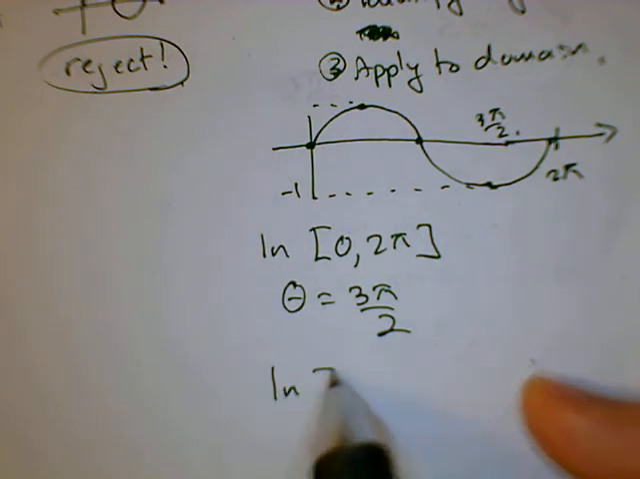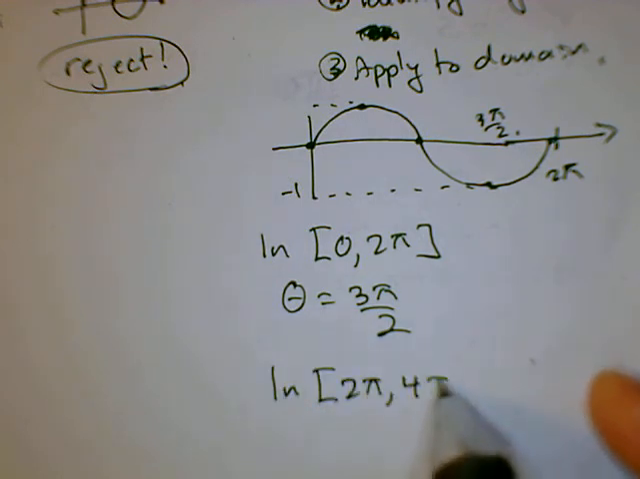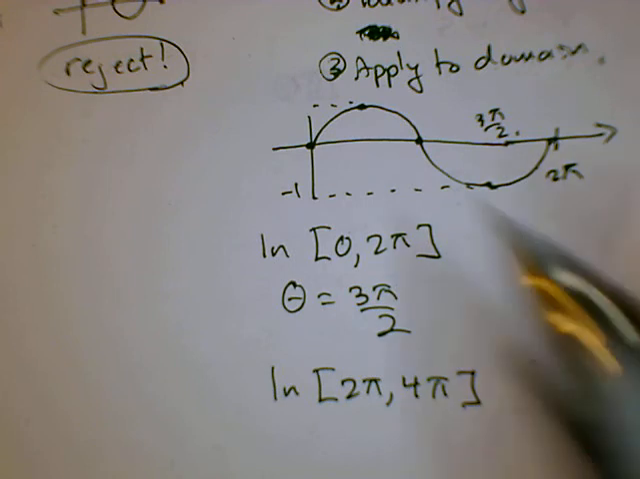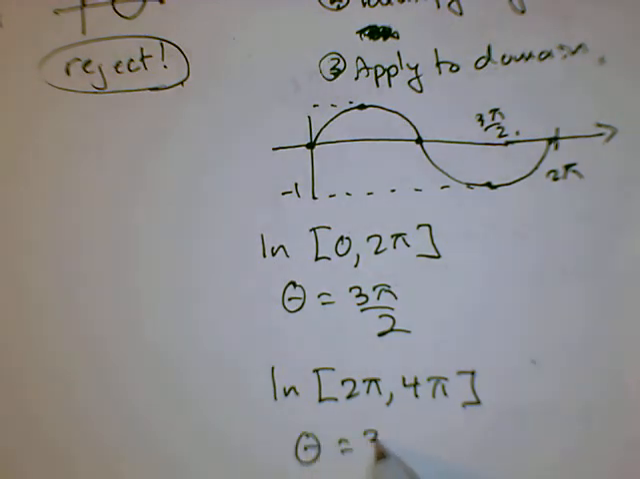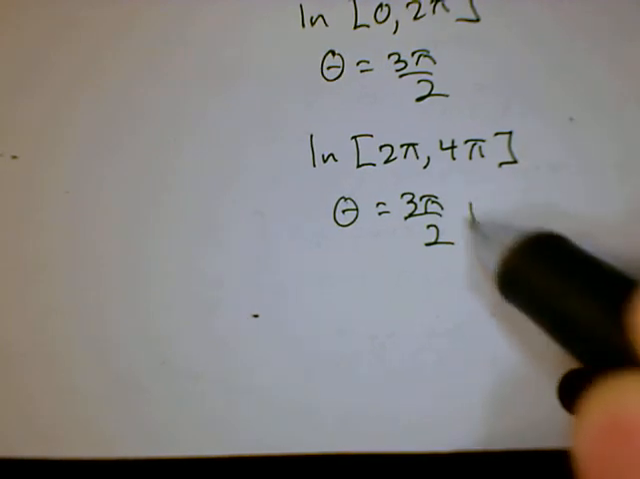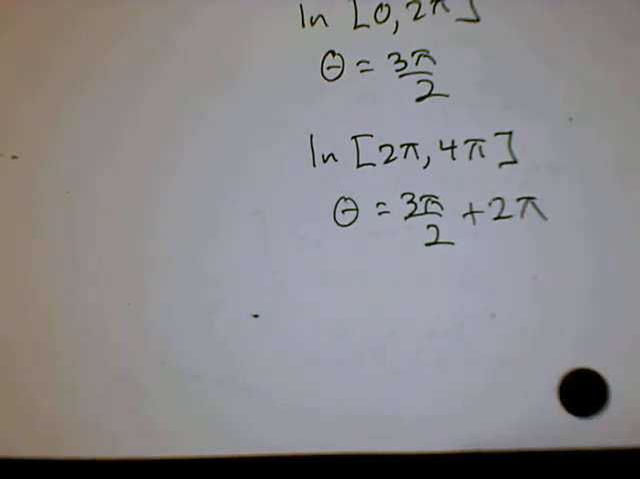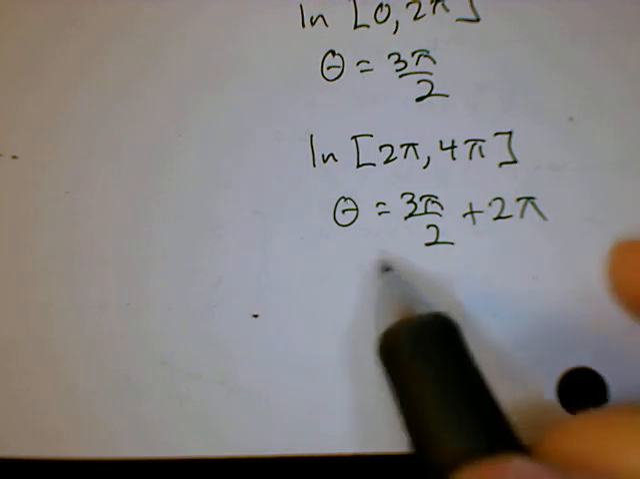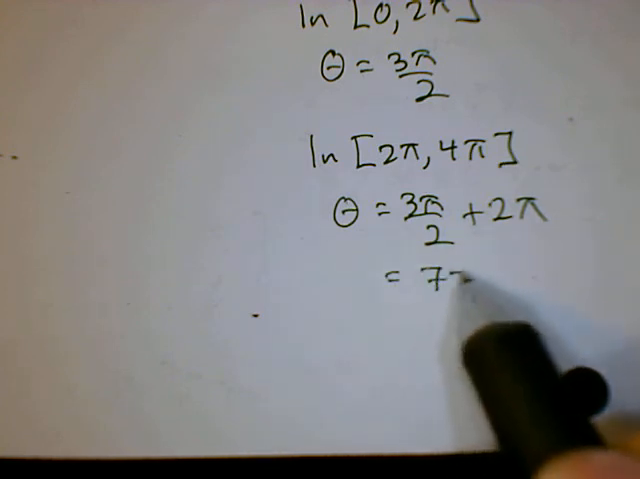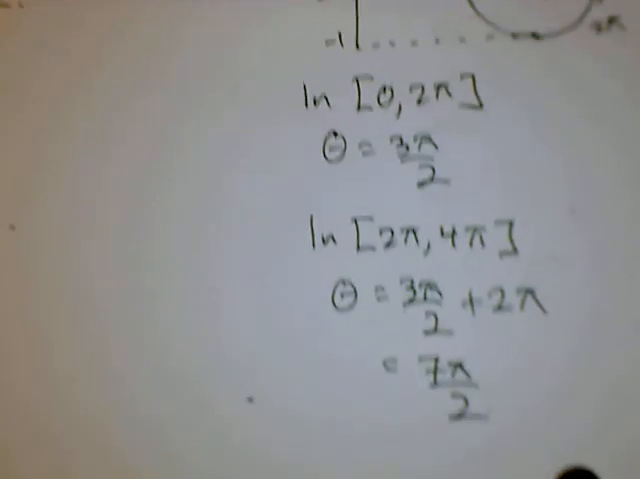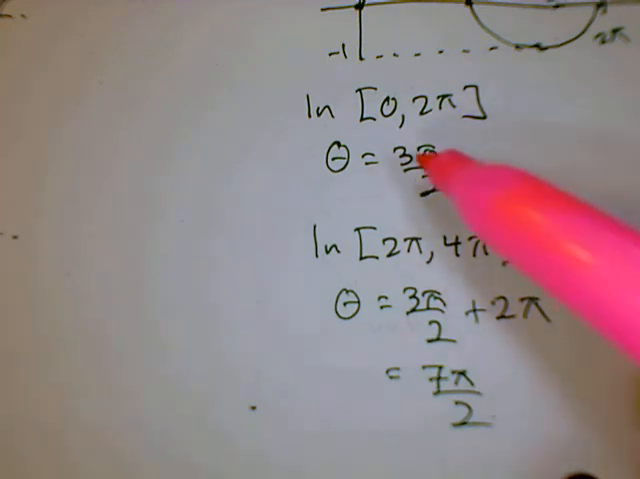But the question also tells me to go another full revolution. And so the answer would be 3 pi over 2 plus another revolution. It's coterminal. The answer is going to be 7 pi over 2. There are your two answers for this question.